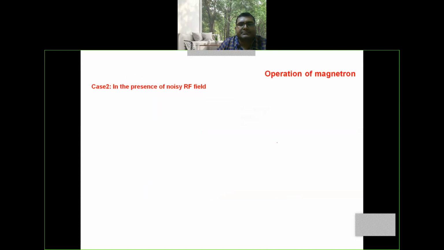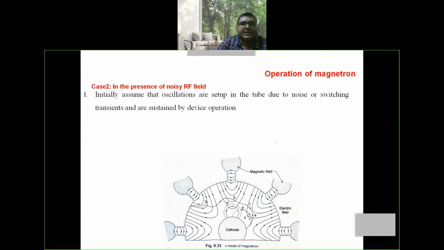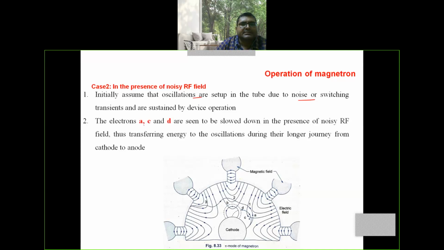Case 2: in the presence of noisy RF field between the cathode and anode, that is in the interaction space. Initially, we are assuming that the oscillations are set up in the tube due to noise or switching transients and are sustained by device operation. The electrons A, C and D are seen to be slowed down in the presence of noisy RF field, thus transferring energy to the oscillations during the longer journey from cathode to anode.